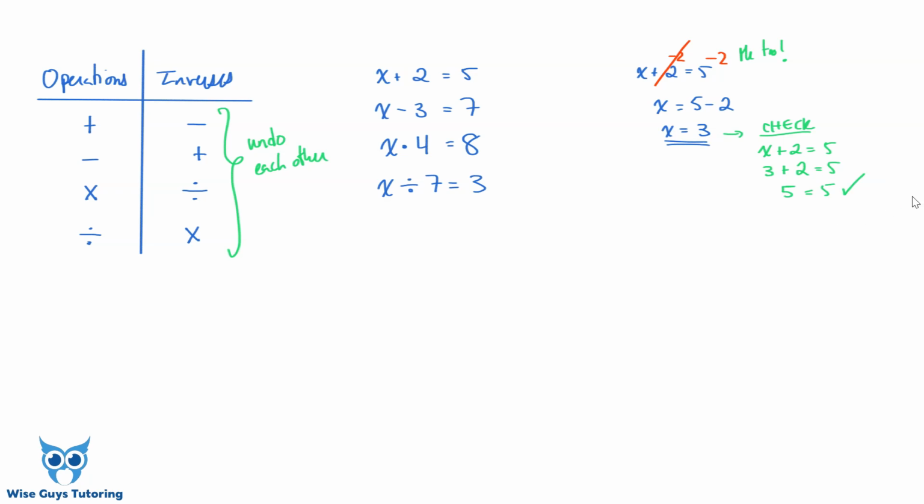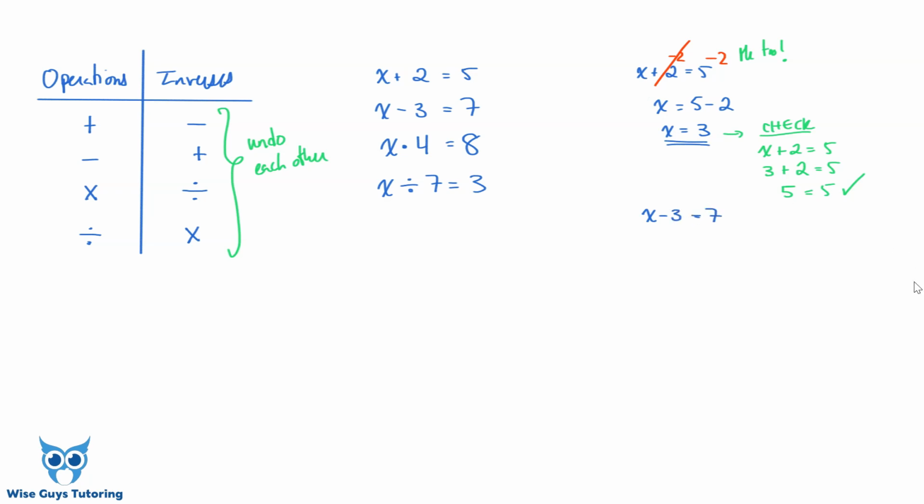So essentially that's what we're going to be doing for all these equations, and we call it one step because it just takes one step to eliminate, to get the x all alone. It takes one step. So let's try that other one. Okay, let's try x minus 3 equals 7.